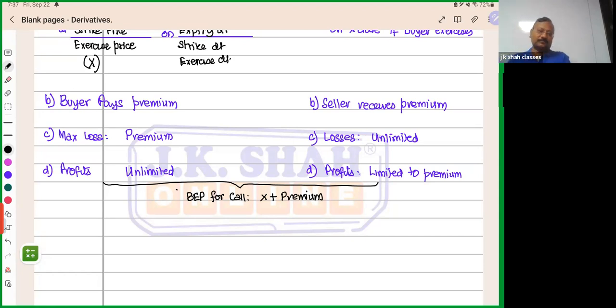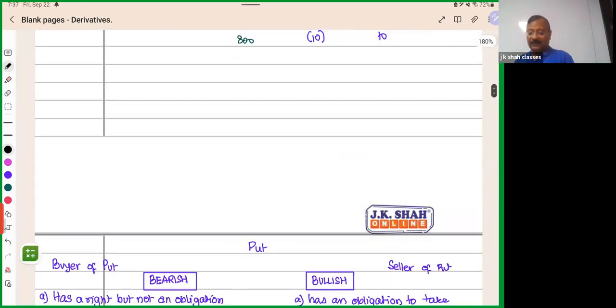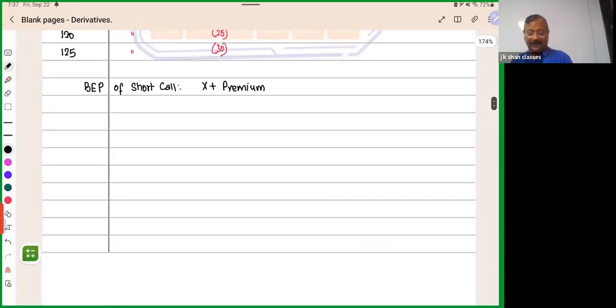Okay. Now, we have seen the position of buyer of a call. We have seen the position of seller of a call. Now let's look at the remaining two situations, and this is where things will start getting murky. Put, selling. Okay. Now let's take an example.